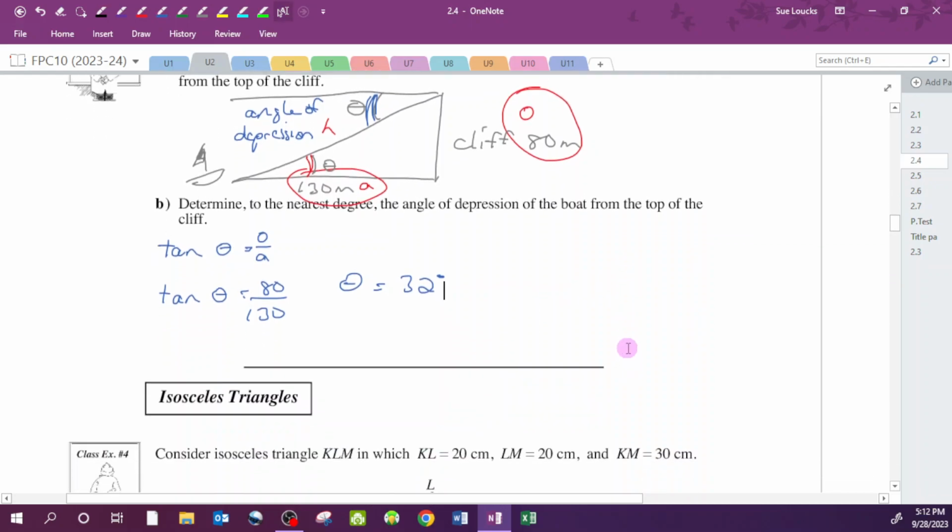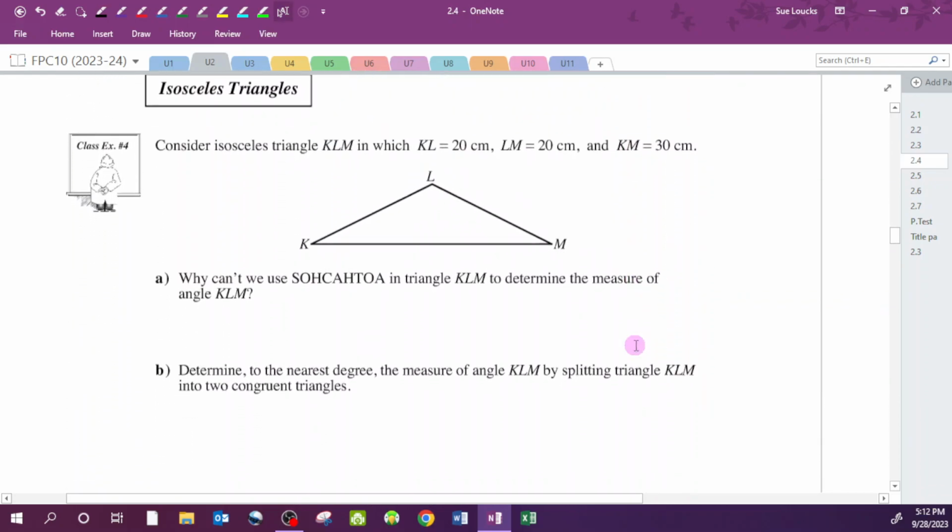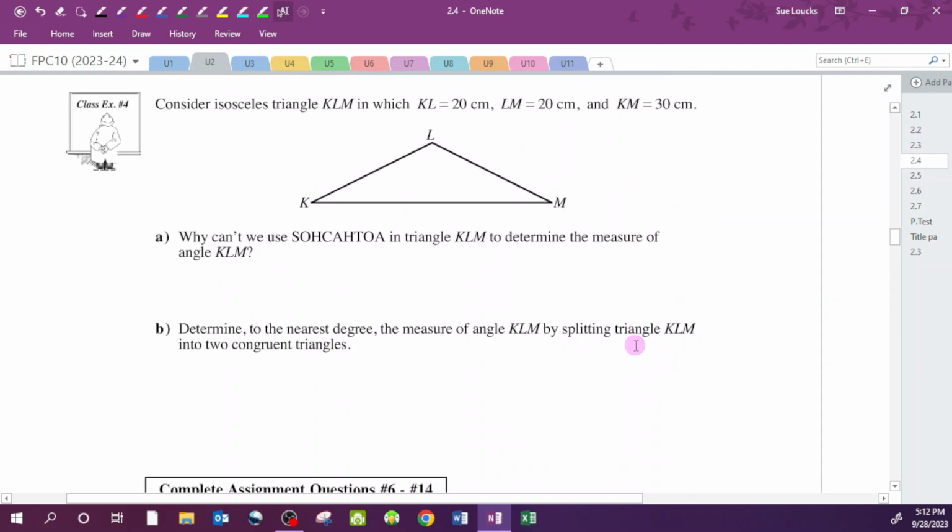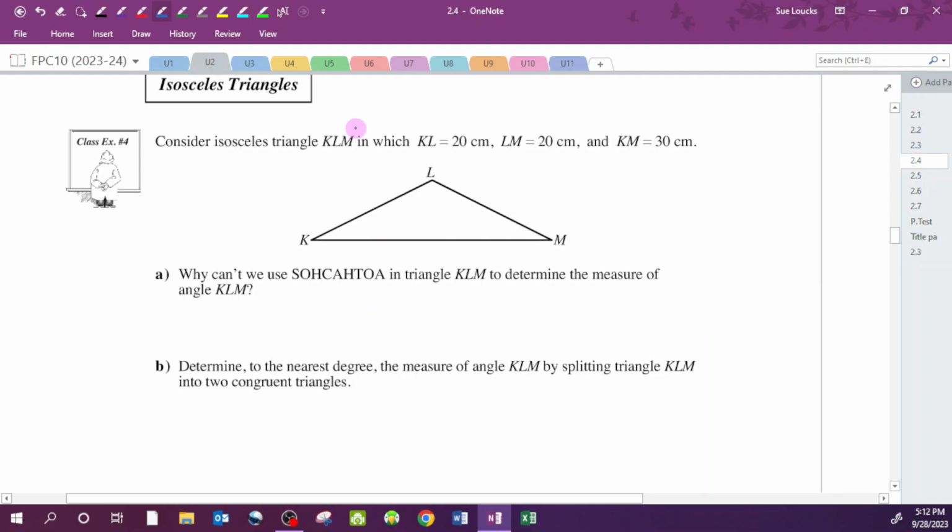Okay? All right, now this one requires a little bit of thinking. Consider isosceles triangle KLM. So what the heck is an isosceles triangle? Isosceles means there are two equal angles and two equal sides.